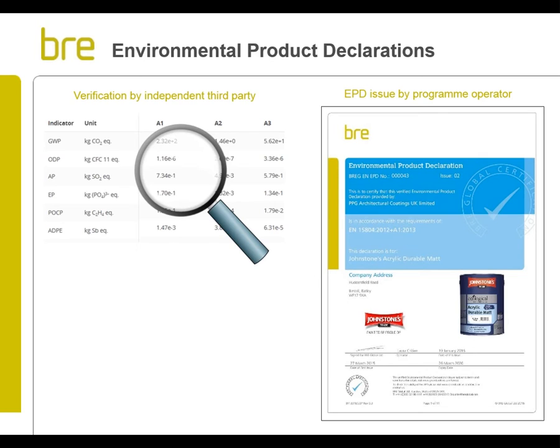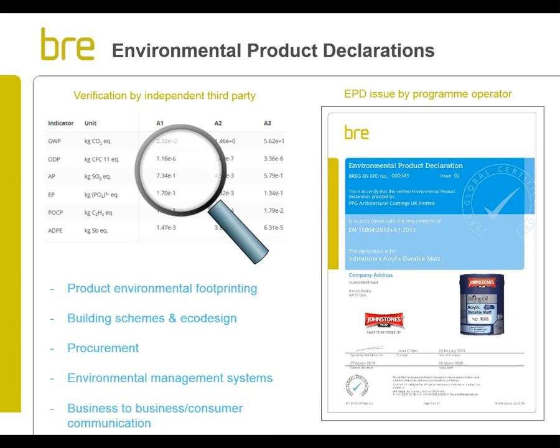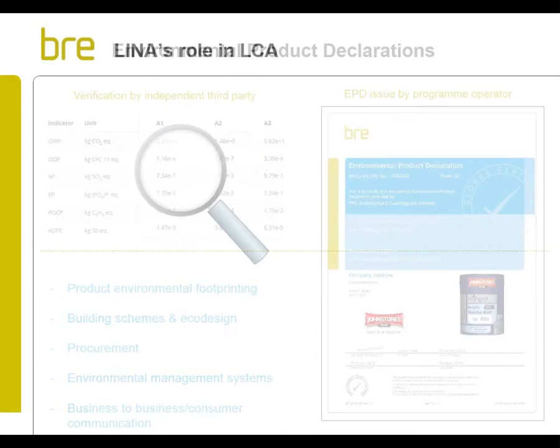For construction products, applications of EPD include product environmental footprinting, eco-design and use in sustainable building rating schemes such as BREEAM and LEED, green procurement, environmental management systems such as EMAS and ISO 14001, business-to-business communications, and business-to-consumer communications.